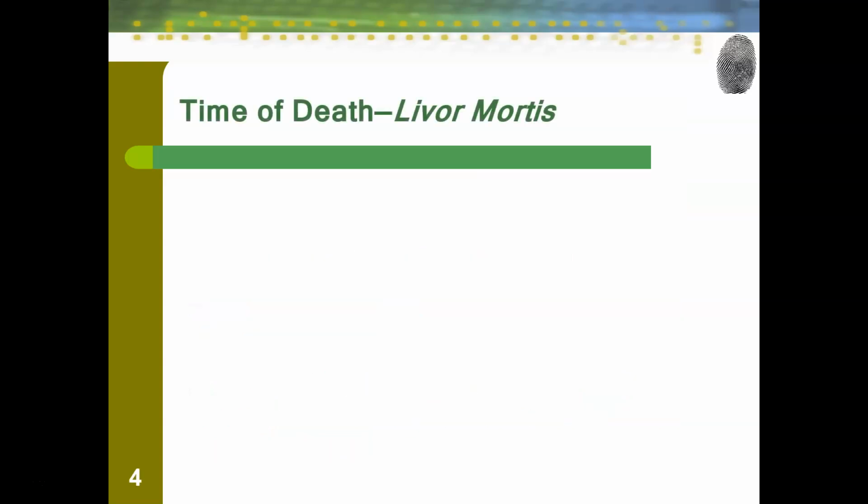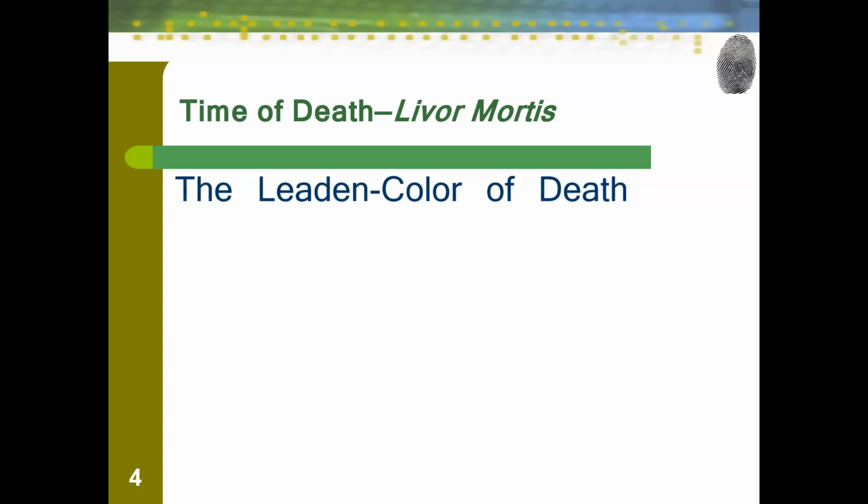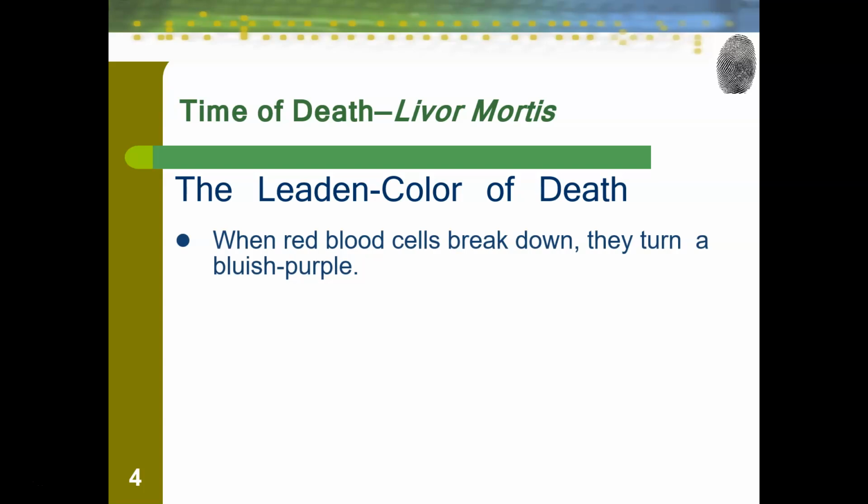So when it comes to estimating time of death, we have a few factors we can look at. The first of which is called livor mortis. This literally means the leadened color of death. When red blood cells that are circling around your body right now break down, they turn a bluish purple color. In a non-death related way, this actually happens to you all the time. Anytime you have gotten a bruise, that bluish purple color of the bruise is actually because there are dead and dying red blood cells in that area.